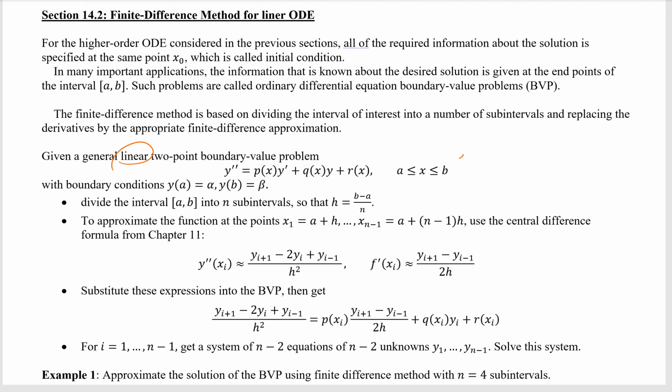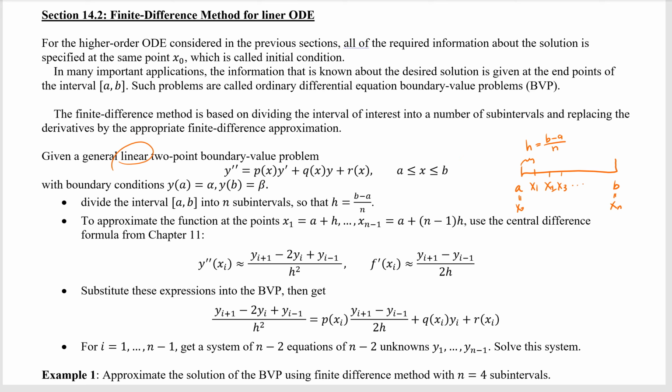Suppose we have a second order linear ODE with the boundary conditions: y of a equals alpha, y of b equals beta. So we have a point A and B here. Then we divide the interval AB into n subintervals. So this is x. A is like x0, and then we have x1, x2, x3, dot dot dot. B is like xn. And then the step size h equals (b minus a) over n.